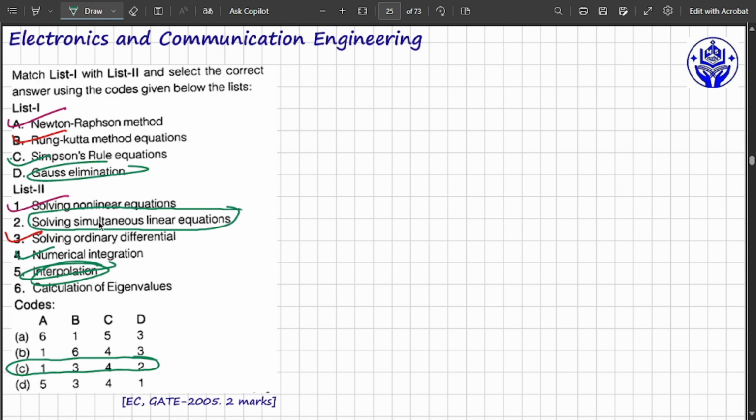This is what is given here. Solving simultaneous linear differential equations is here. This is not related to interpolation. I just thought that there were only 4 points, but there are 6 points. Yes, next. So C is the correct answer.